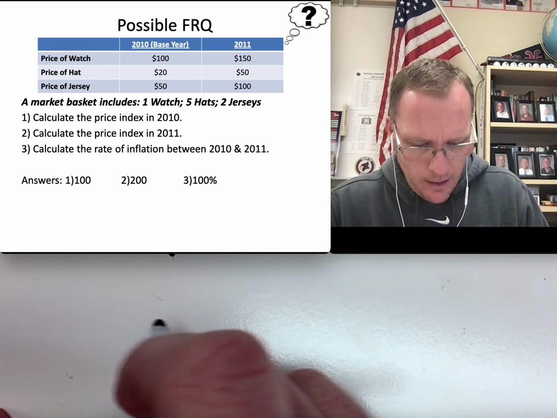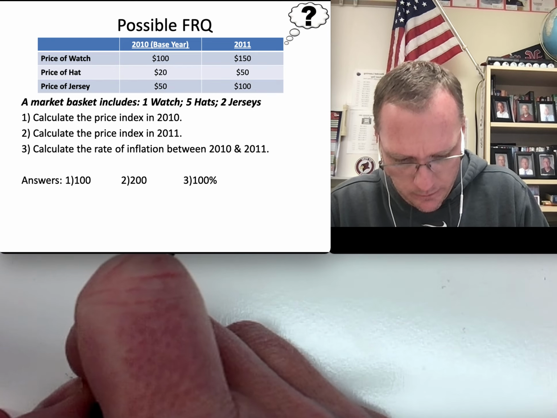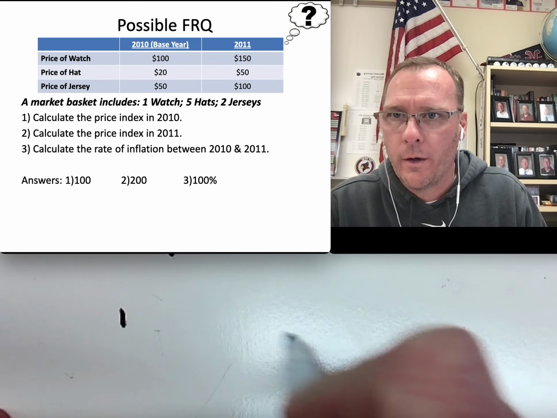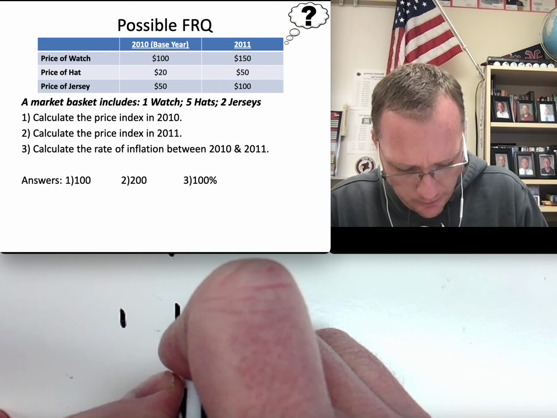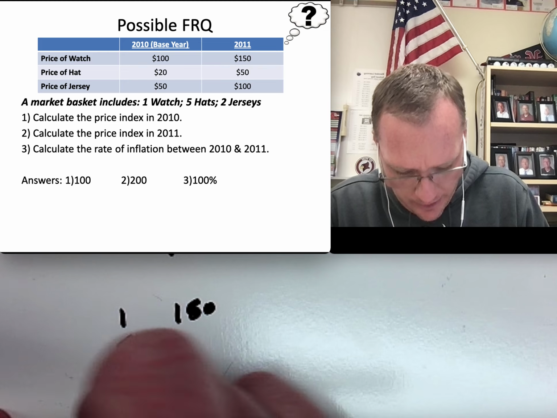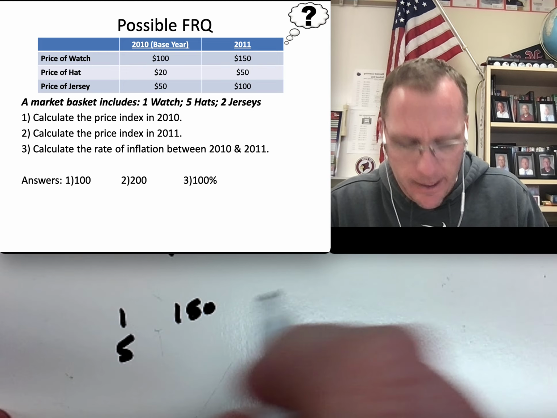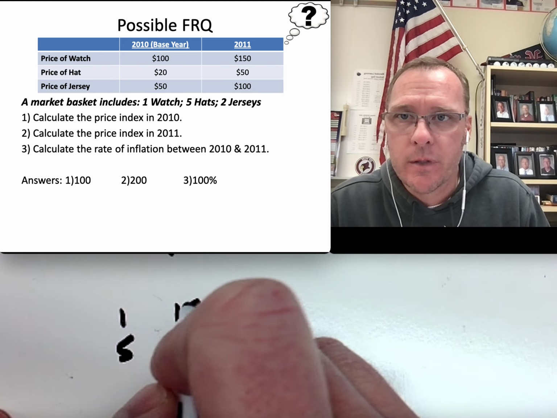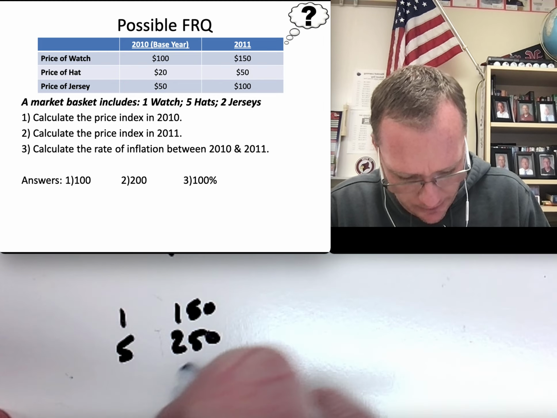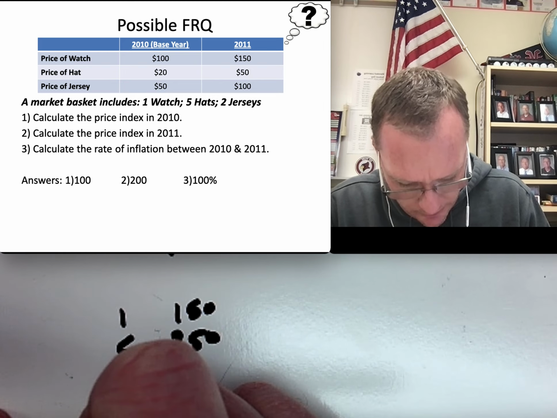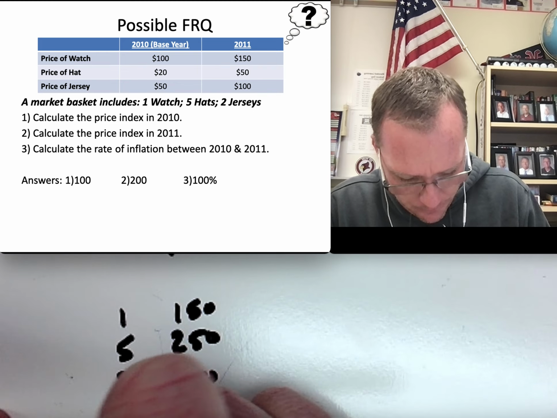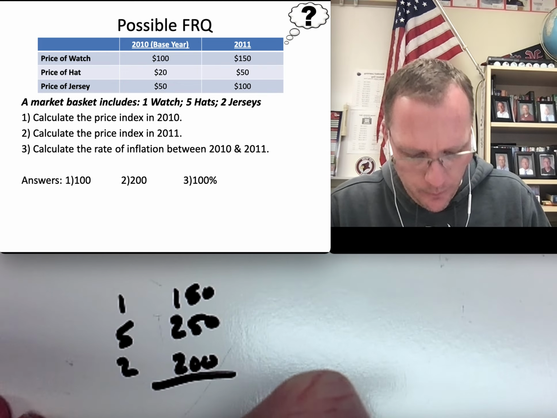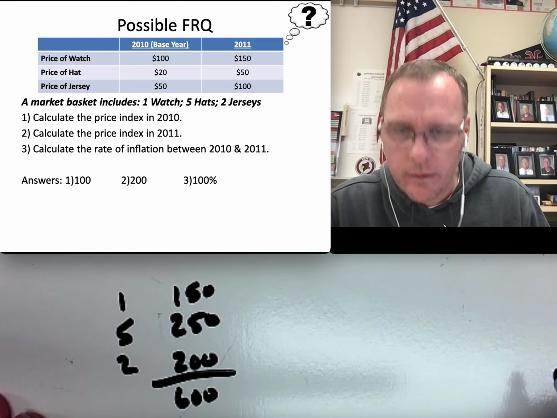So I have to say, I got 1 watch, and 1 watch times 150 is 150, and then I got 5 hats, and 5 hats here times the 50 would be 250, and then I have 2 jerseys. So these 2 jerseys times 100 would be like 200. I add that up, I'm going to end up with a price of $600, right?